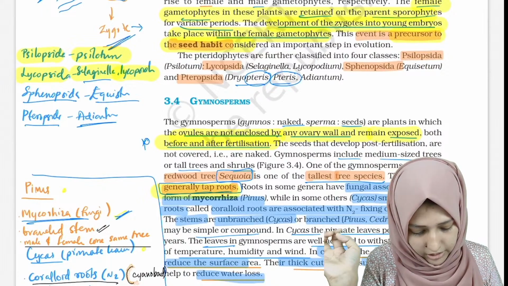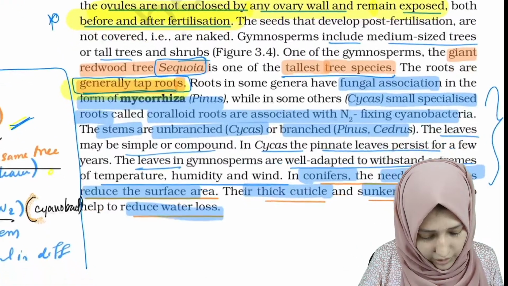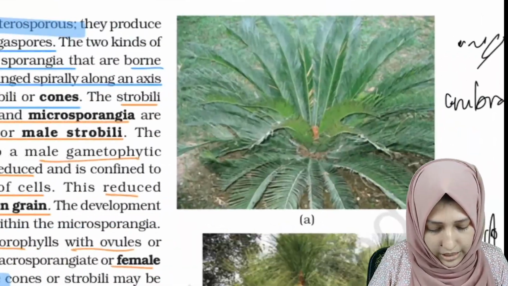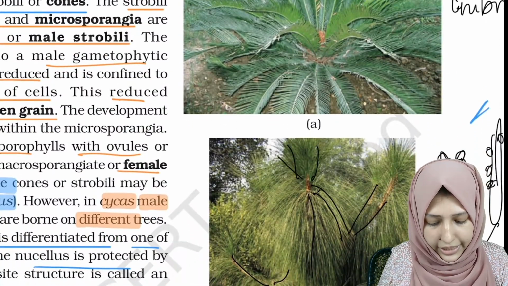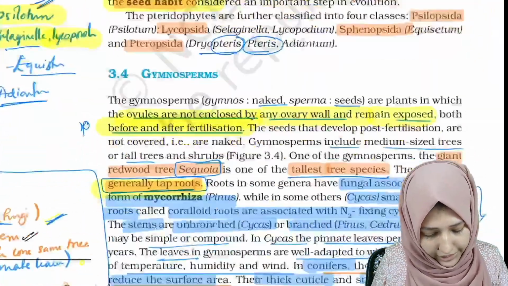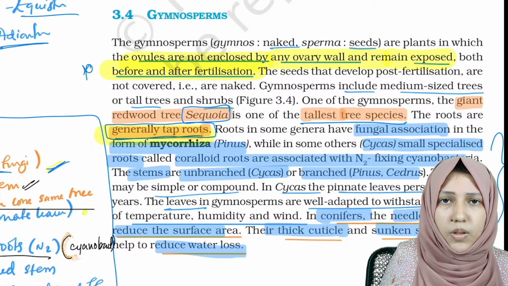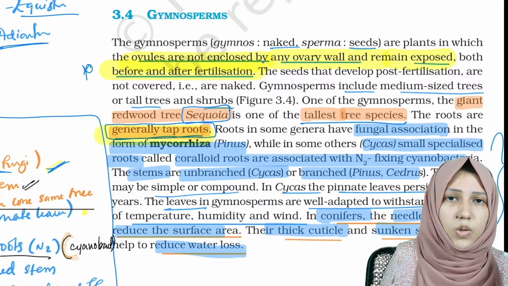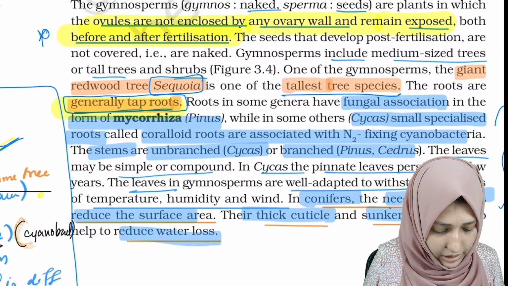Okay, so all these things are clear, and this paragraph is also done. Just at last you have to know the leaves of Gymnosperms. Just see the leaves. What is the speciality of the leaf? The leaves are needle-like. Why is there an adaptation of needle-like structures? The leaves of Gymnosperms are well adapted to withstand extreme conditions, so they have needle-like leaves.